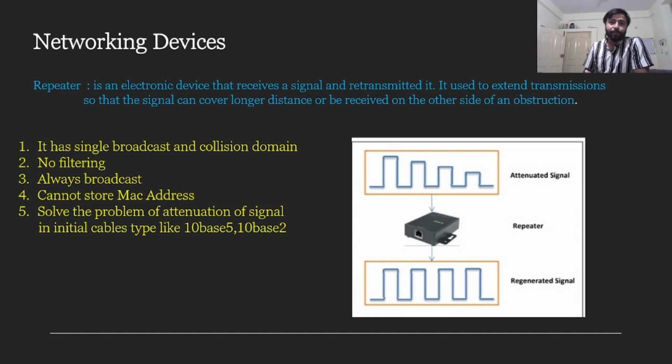So we were using repeaters as a networking device between one device and another to regain or strengthen the data packets. There's no filter process. It's just regenerating the data, and it has a single broadcast and collision domain, and it has only two ports. The first one is input, and the second one is output.